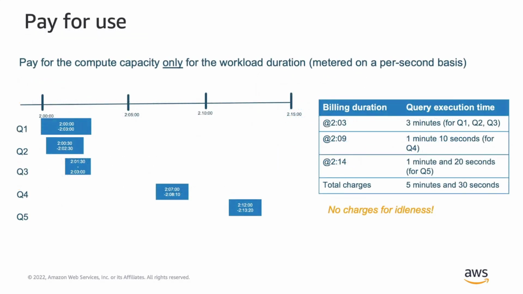Here is an example to demonstrate simple pay for use. In this example, we're looking at usage of a serverless endpoint over 5 quarters. As a very simple example, we're looking at Q1, Q2, Q3, Q4, and Q5, where we're looking at how long the endpoint has been in use. You can see here we averaged about a total of 3 minutes query execution time for Q1, Q2, and Q3, a little over a minute in Q4, and a little over 5 minutes in Q5. So that's a total of 5 minutes and 30 seconds in our simplified example here. But the key point that I want to make here is when you see that idle time, you're not paying for that. You're only paying for this workload duration which is metered on a per second basis.